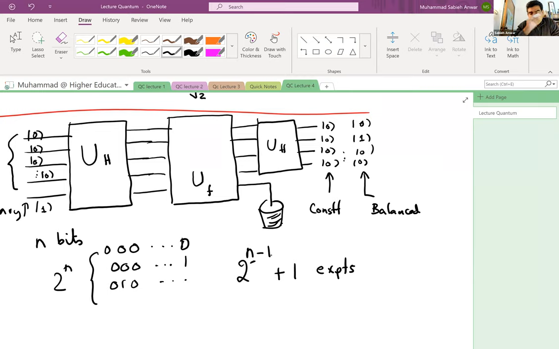And in the next lecture, we'll look at some more examples of entangled states. We'll see what entanglement is, what its role is in quantum computation and quantum information processing. And we'll also try to discuss quantum teleportation.